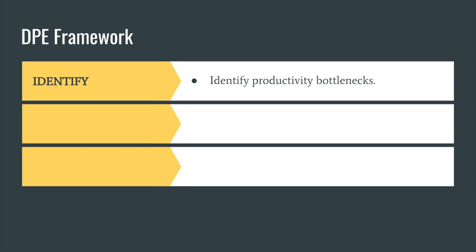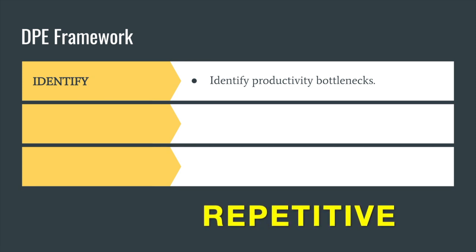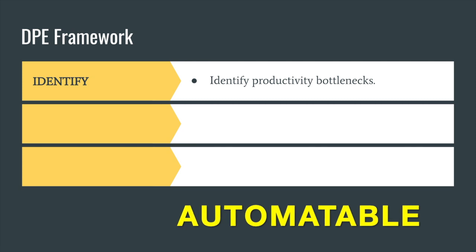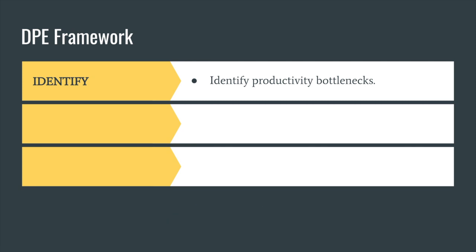So a good candidate for tasks that are causing productivity bottlenecks are tasks that meet the following criteria. You can ask yourself a question: is a task manual? Is a task repetitive? And is a task automatable? So if you have any tasks that meet this criteria, those are good candidates for productivity bottlenecks.